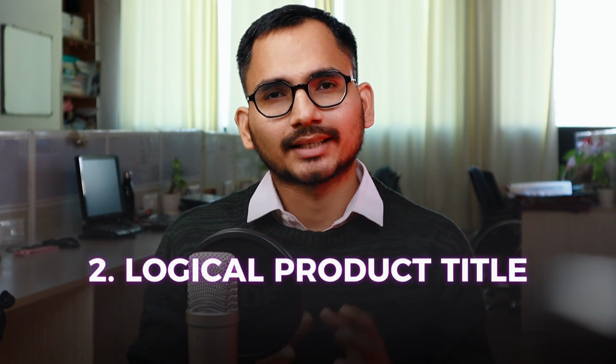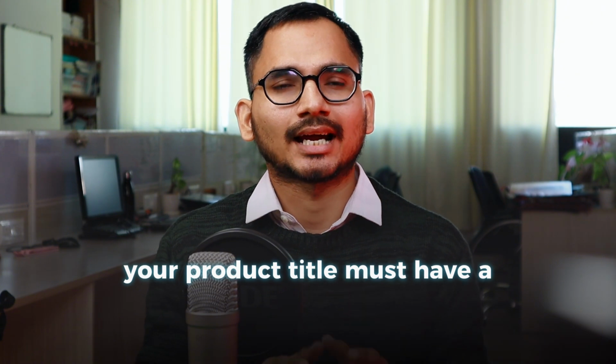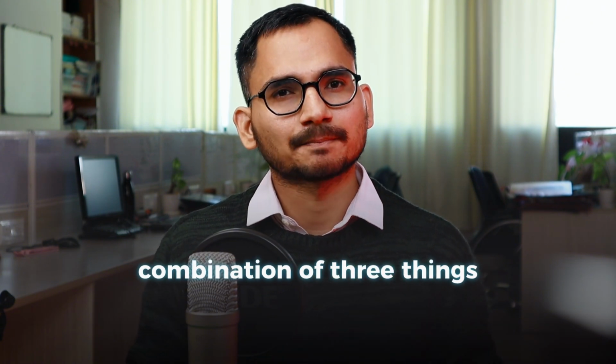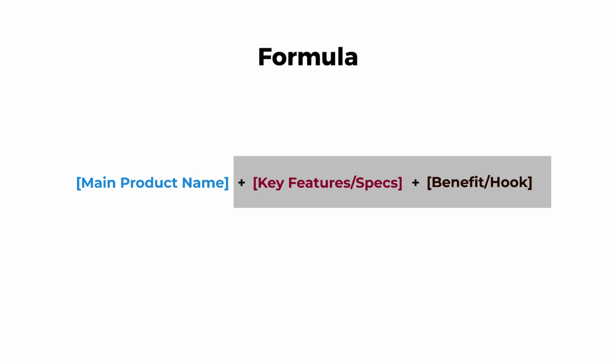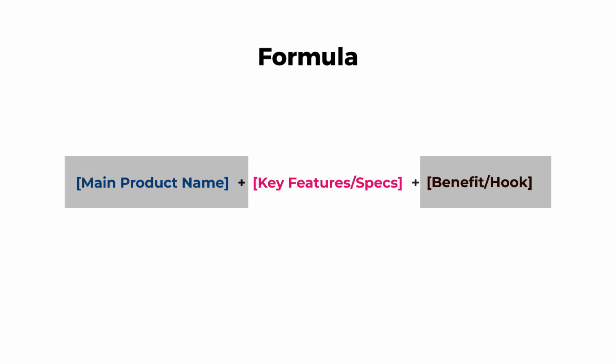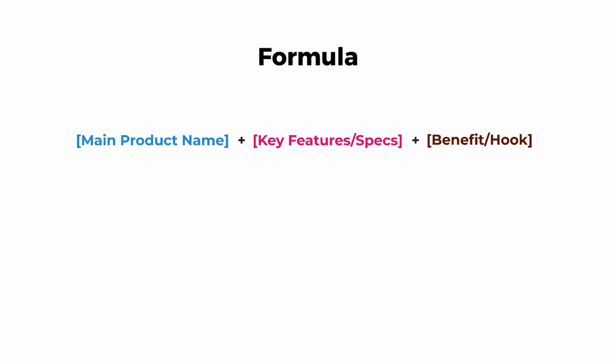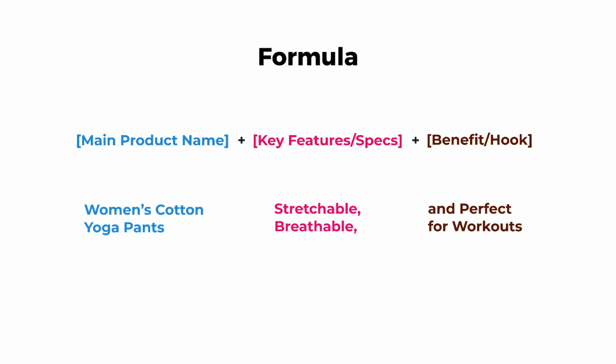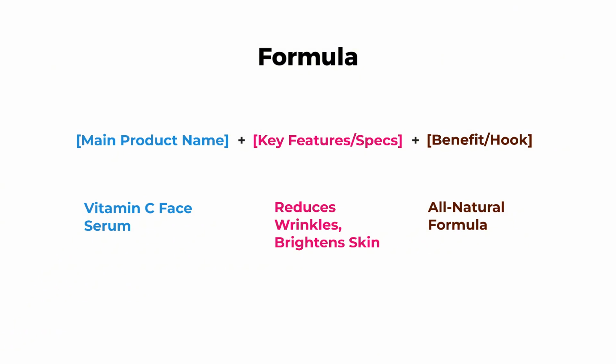Second, product title. Your product title must have a combination of 3 things. First, main product name. Second, key product features. Third, benefits or hooks. Example, women's cotton yoga pants, stretchable, breathable, and perfect for workouts. Another example, vitamin C face serum. Reduces wrinkles, brightens skin, all natural formula.